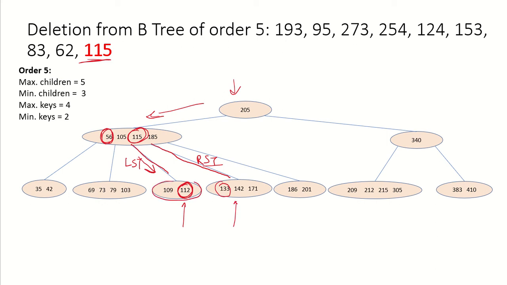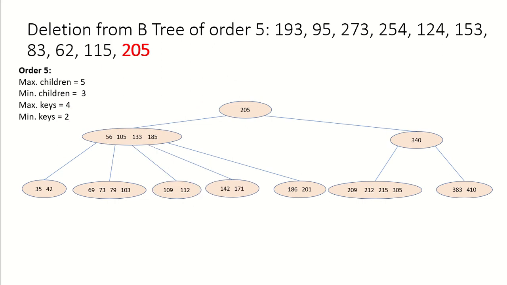Now the left subtree, if we see, has only 2 keys. That means it has only the minimum number of keys, so we cannot take an extra key from here. So what we will do is replace 115 by its in order successor, which is 133. So we replace 115 by 133. The property of the B tree will not be violated, because when we take the minimum value from the right subtree, all the other values are larger than that, and so the B tree property will not be violated.